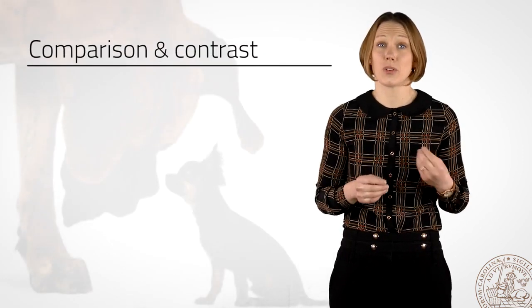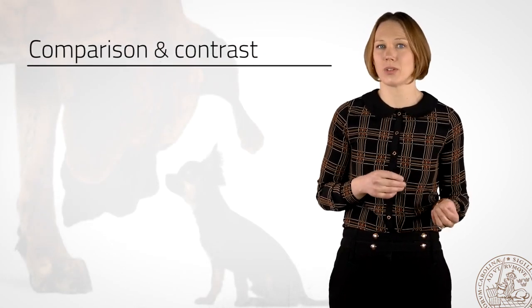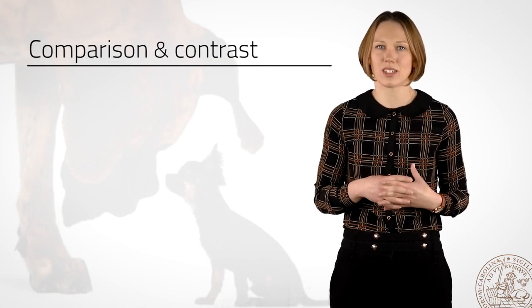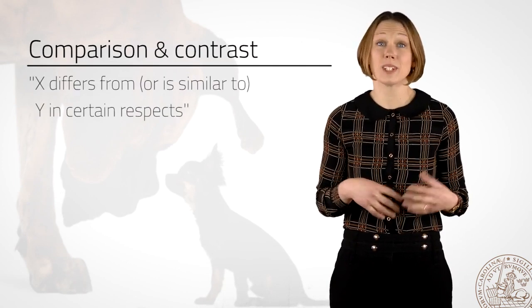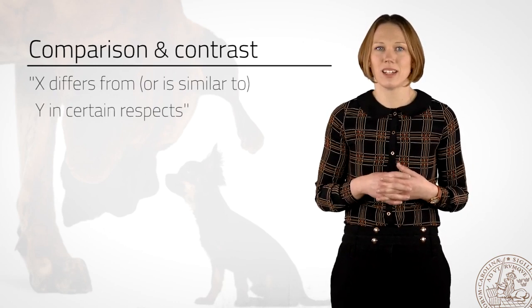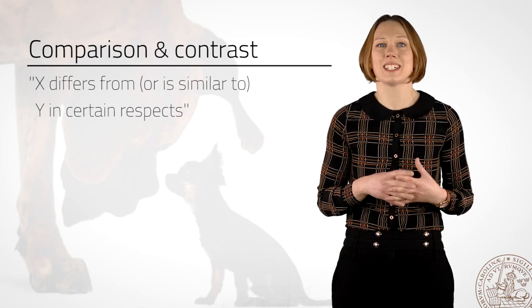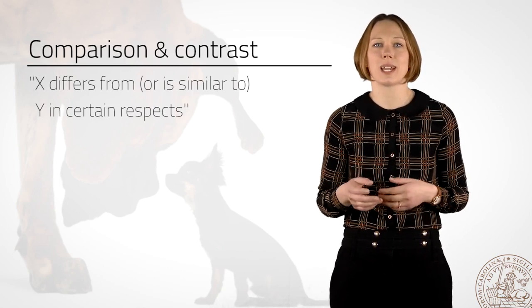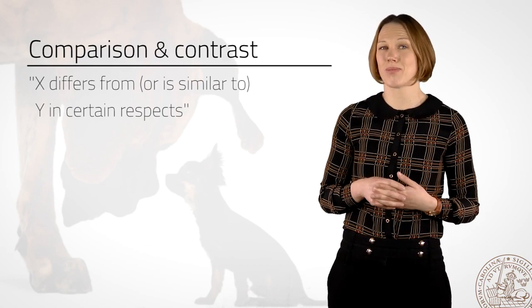If you want to structure a piece of text around a comparison or contrast, you might signal this with an introductory sentence such as, X differs from, or is similar to, Y in certain respects. As you can see, by providing these kinds of signal phrases, the reader will know what kind of pattern to expect in a section of text.